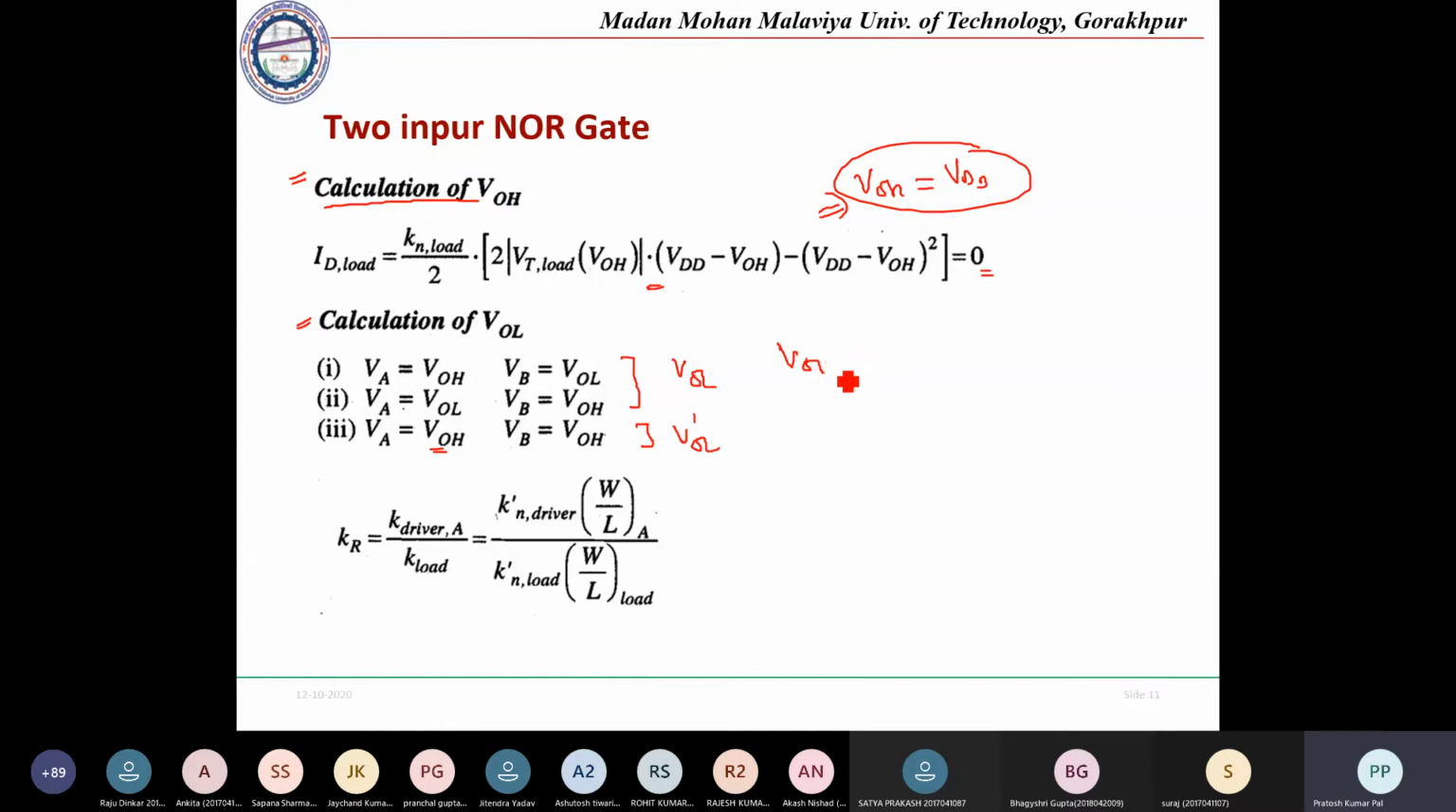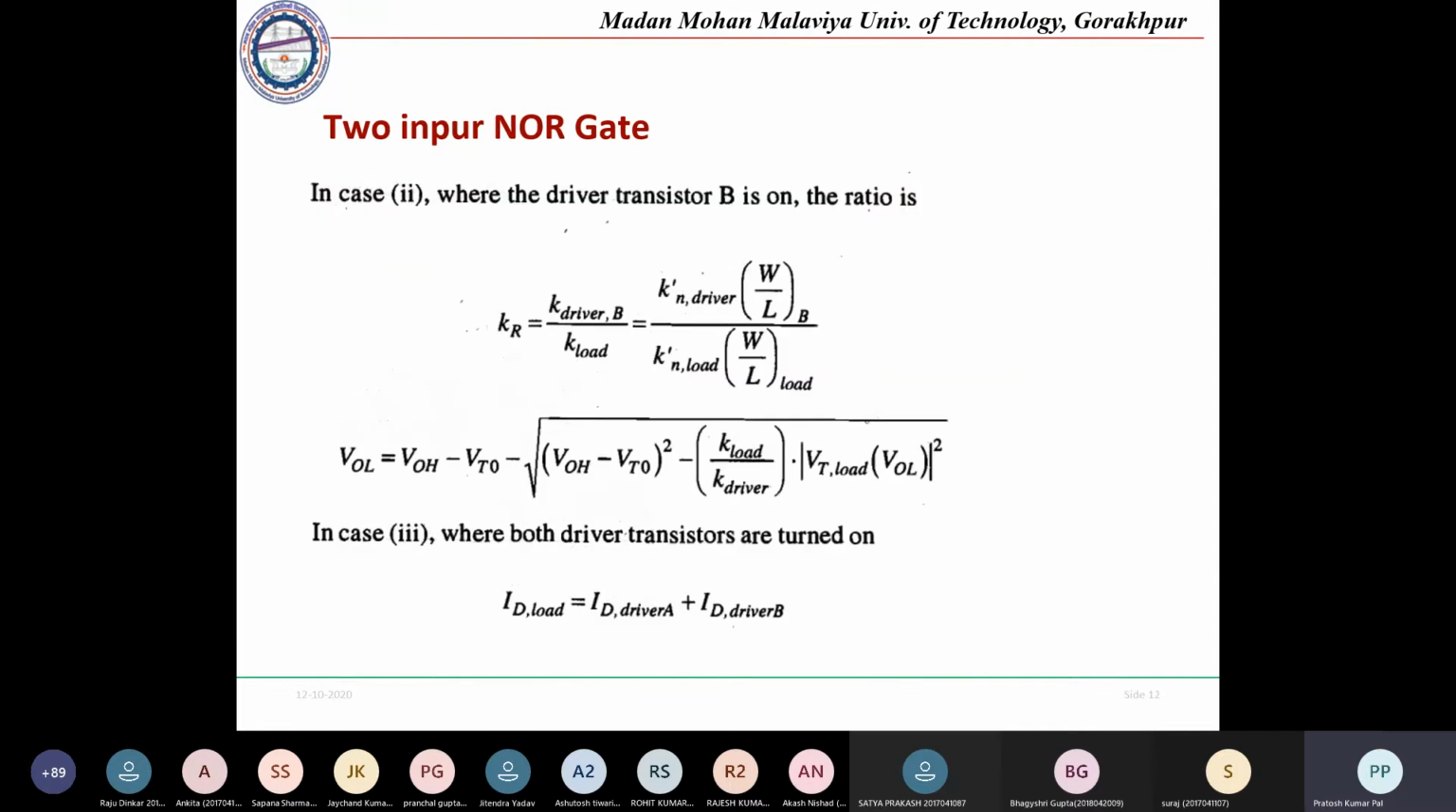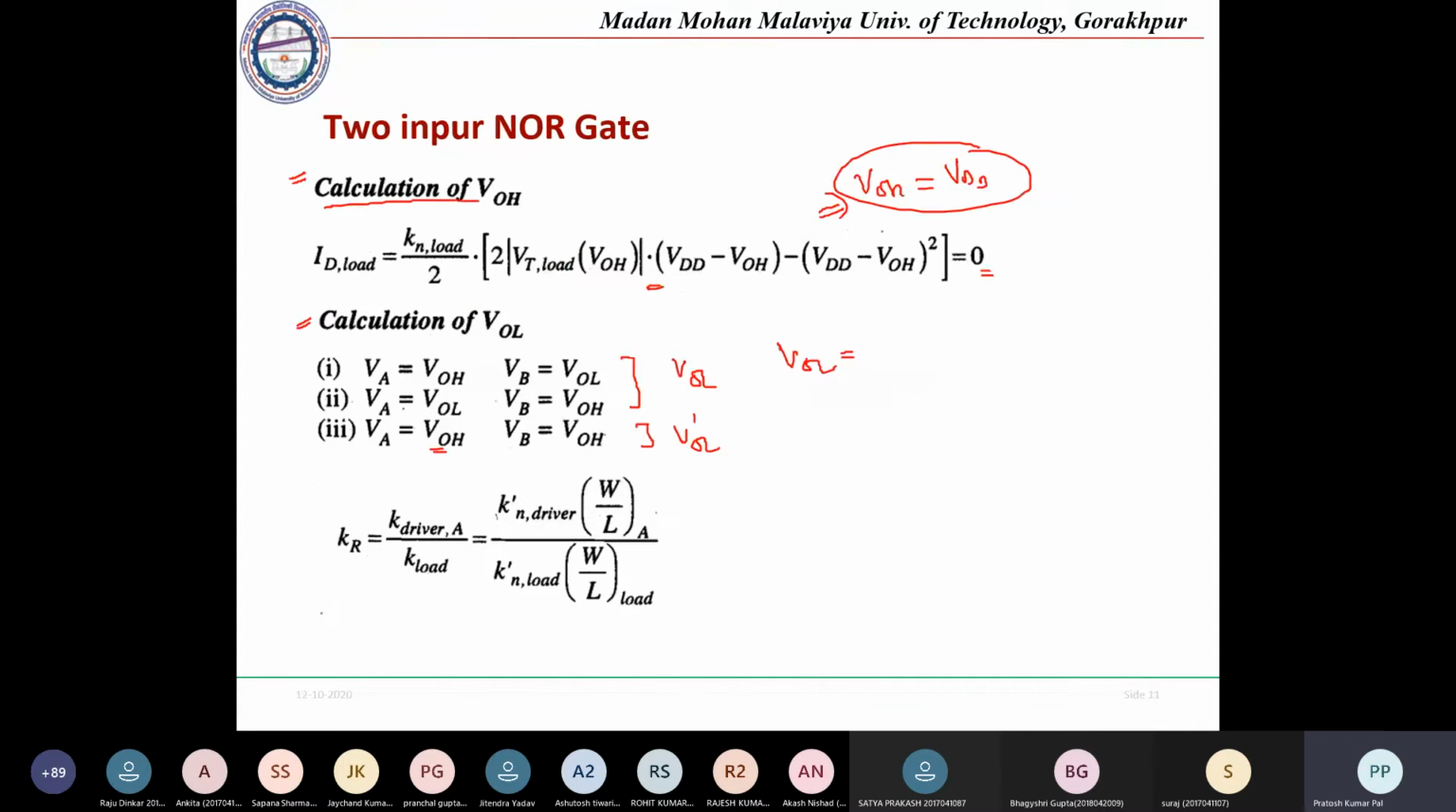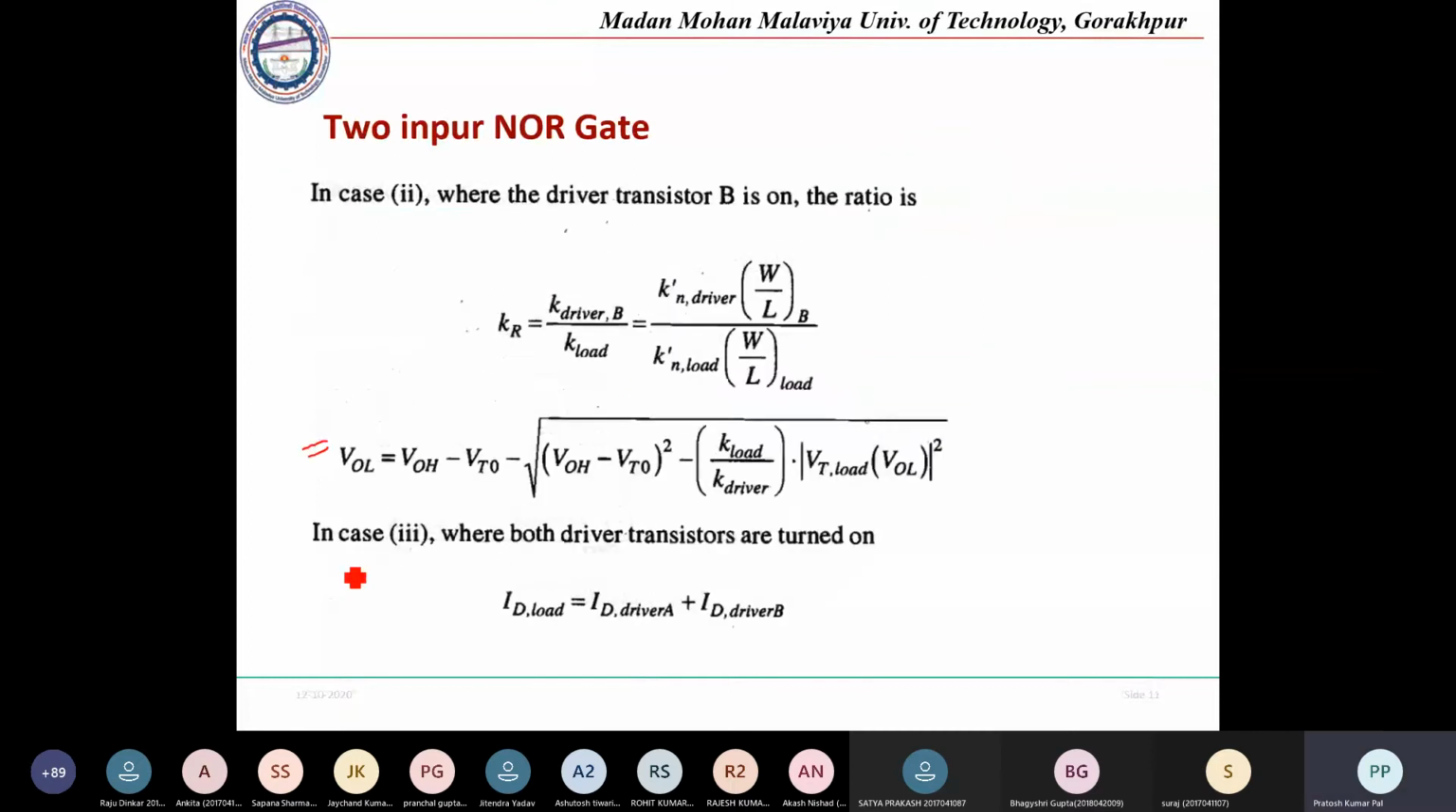For the VOL value, the equation is written here. This equation we have already studied in the inverter part, so the similar equation will be used. The only difference is when both the transistors A and B are on. In the first case, only A is on. Just see this, this was the equation.